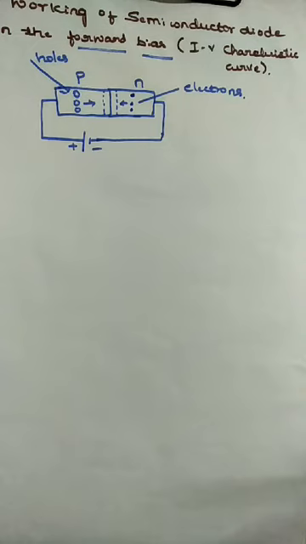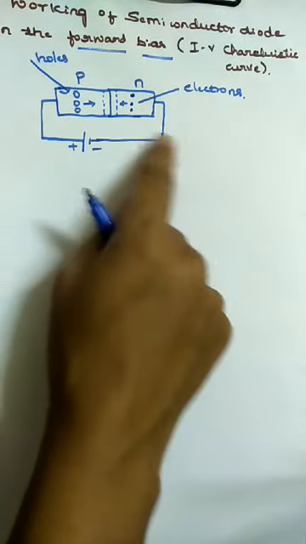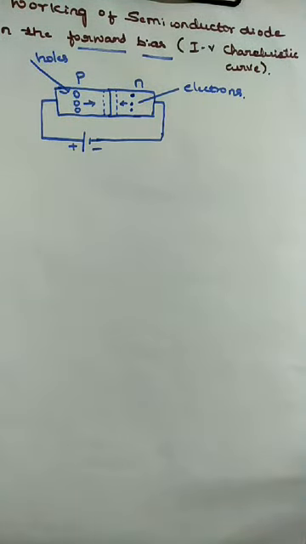So holes from the P side and electrons from the N side repel each other. As a result, the width of the depletion region and the potential barrier decreases. Therefore holes and electrons move across the junction, so the diode allows current through it.